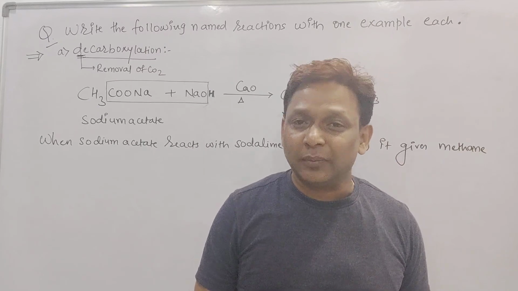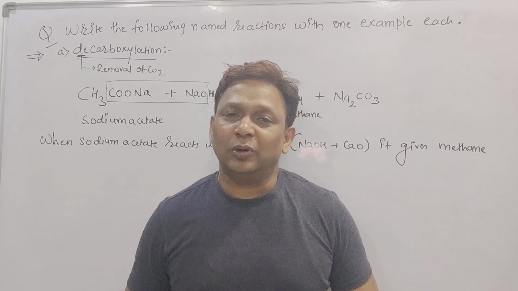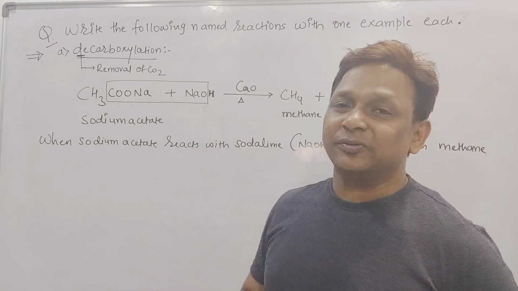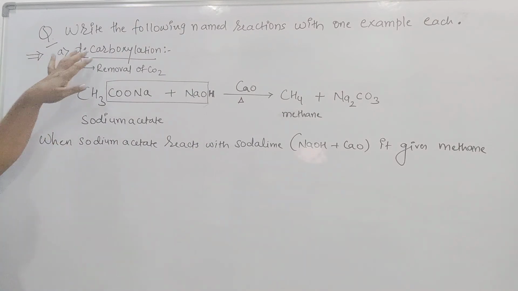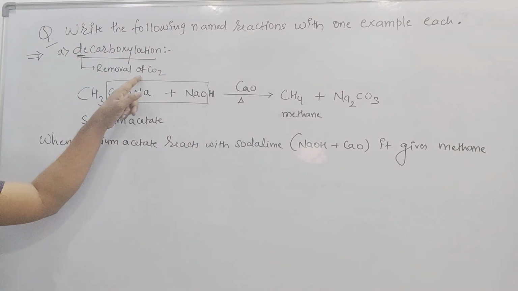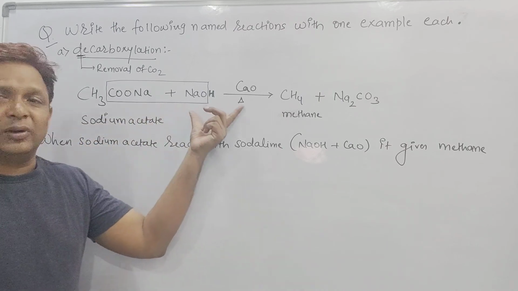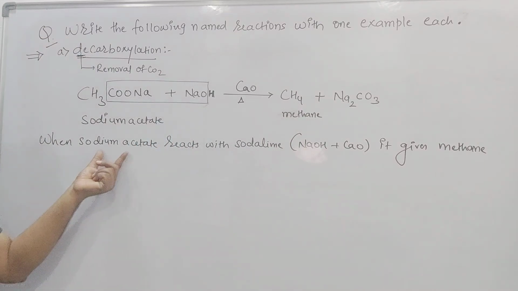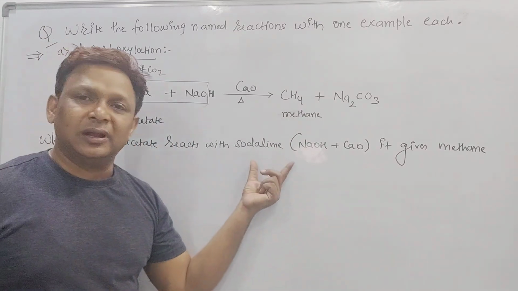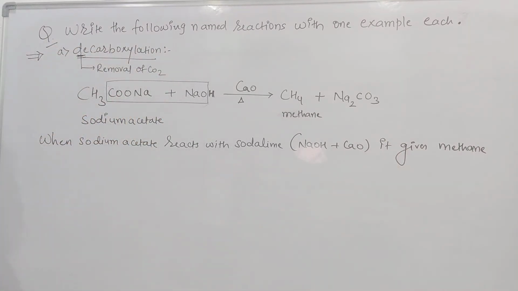Like that, we will get 4 named reactions, and by seeing these 4 named reactions we are able to score 2 into 4, 8 marks. Once again, check what we did. Decarboxylation means removal of CO2. You have to remember that sodium acetate reacts with soda lime and gives rise to methane gas. You can also write the statement: when sodium acetate reacts with soda lime, it gives rise to methane. Is it clear? Take a screenshot of this one, better.